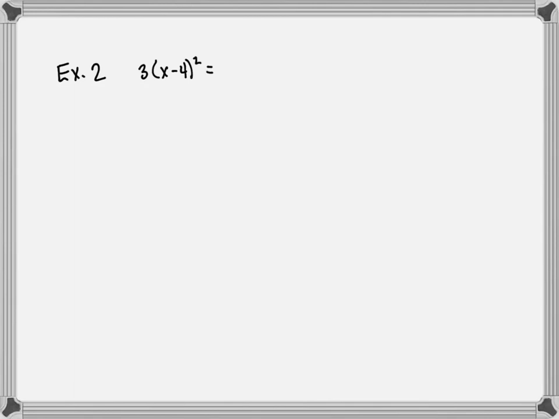Let's look at a second example. 3 times the quantity x minus 4 quantity squared equals 15. So first, let's isolate the perfect square on the left-hand side, and we'll do that by dividing both sides by 3. And on the left-hand side, I'm left with x minus 4 quantity squared, which is a perfect square term. And now 15 divided by 3 is 5.